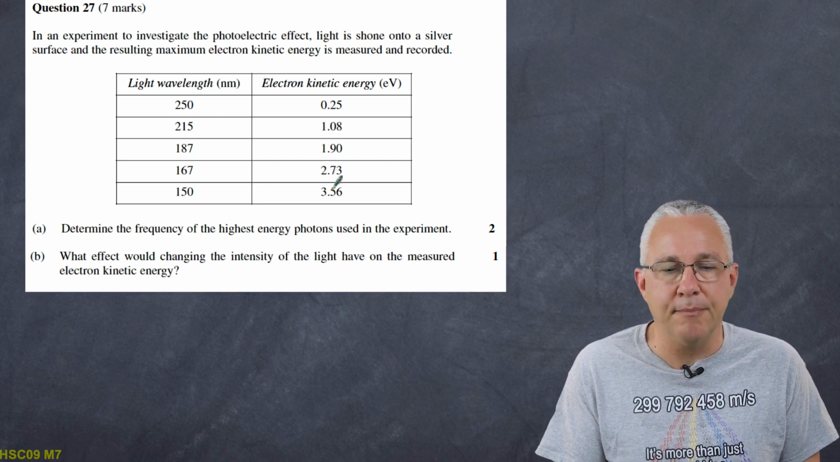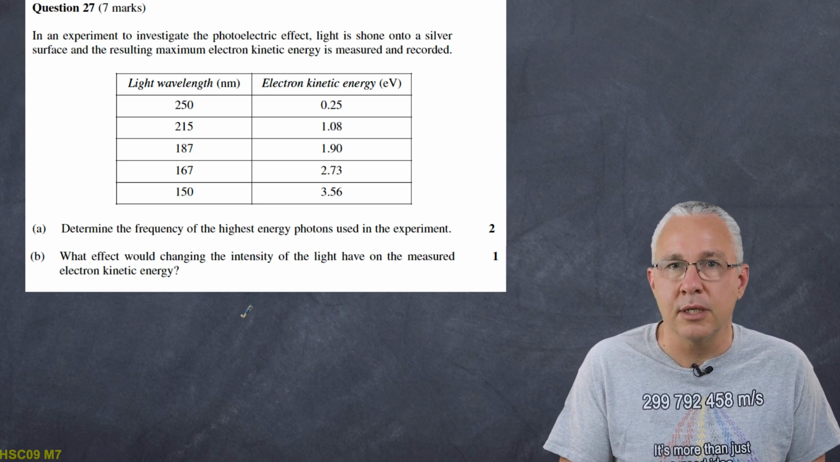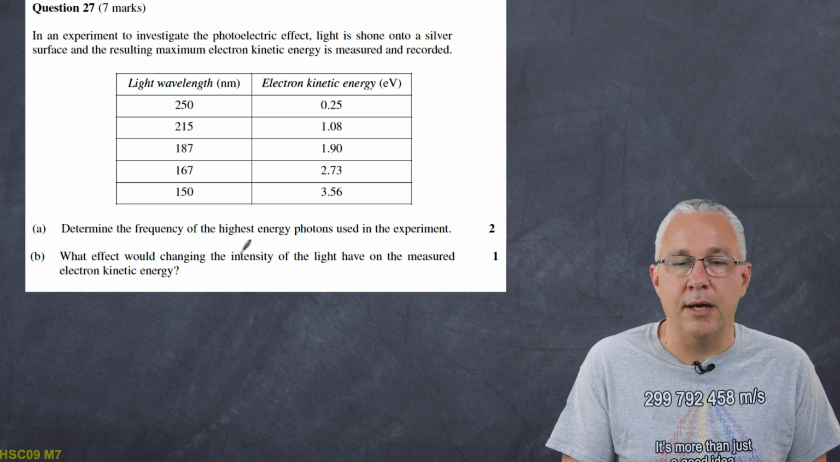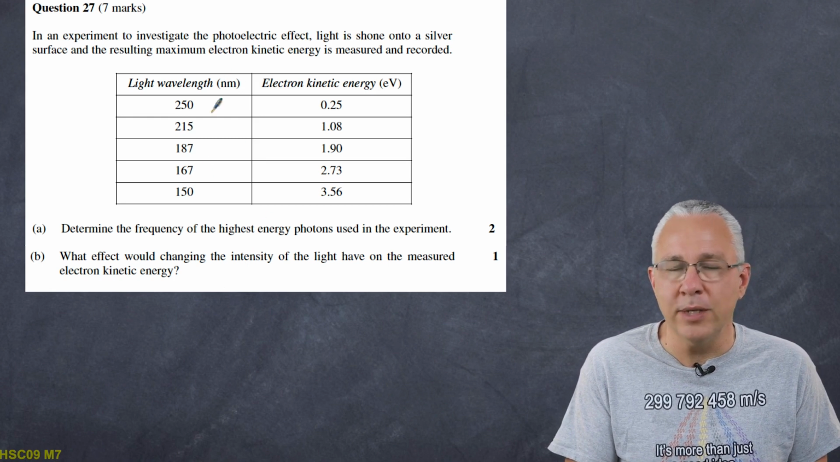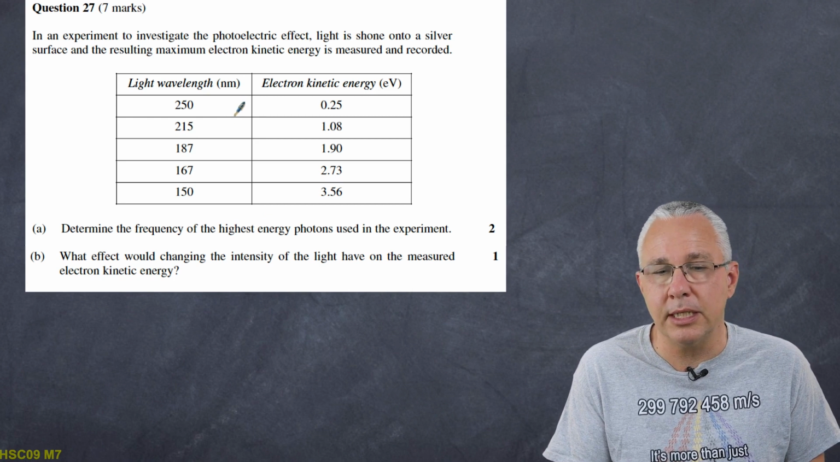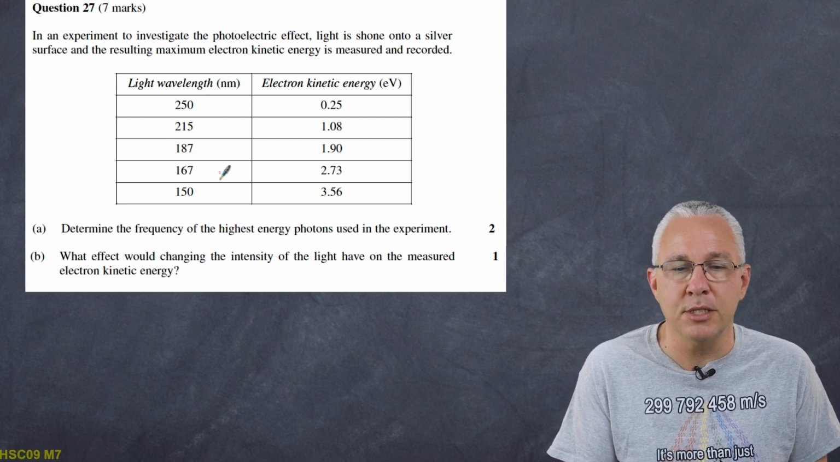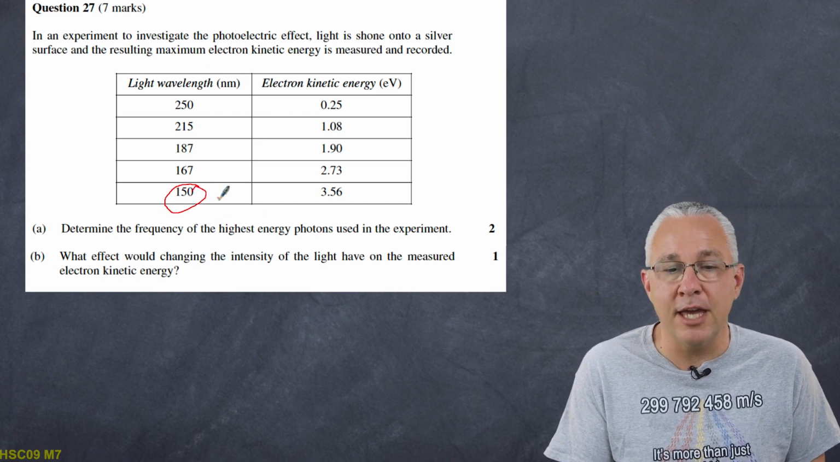Let's look at part A. It says determine the frequency of the highest energy photons. Well, the highest energy photons are going to be those with the highest frequency. Now, the thing is, we're given the wavelength. So if you've got all these wavelengths, then the highest frequency is the shortest wavelength. If you look at all our responses, the shortest wavelength is that value there. And so therefore, it has a corresponding frequency.